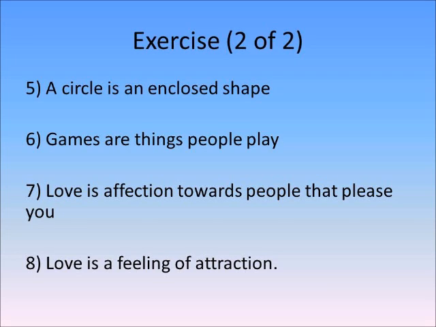Since a square is an enclosed shape, and that should lead us to a more precise definition of circle. The 6th one, you can see, says games are things people play. Well, is a violin a game? Okay, that's one question to ask, but it also brings up an important objection to this whole approach, brought up by Wittgenstein in the 20th century: Wittgenstein's family resemblance. I won't address that here.